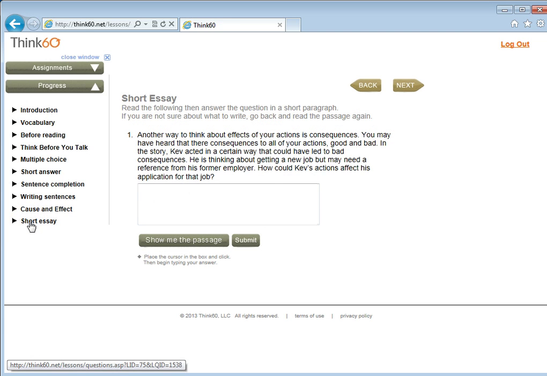Finally, there's a short essay. This is an extended response question of no more than 1 or 2 paragraphs that will ask the students to state an opinion or take a position supported by facts from the passage. This is the structure of a Think60 lesson.